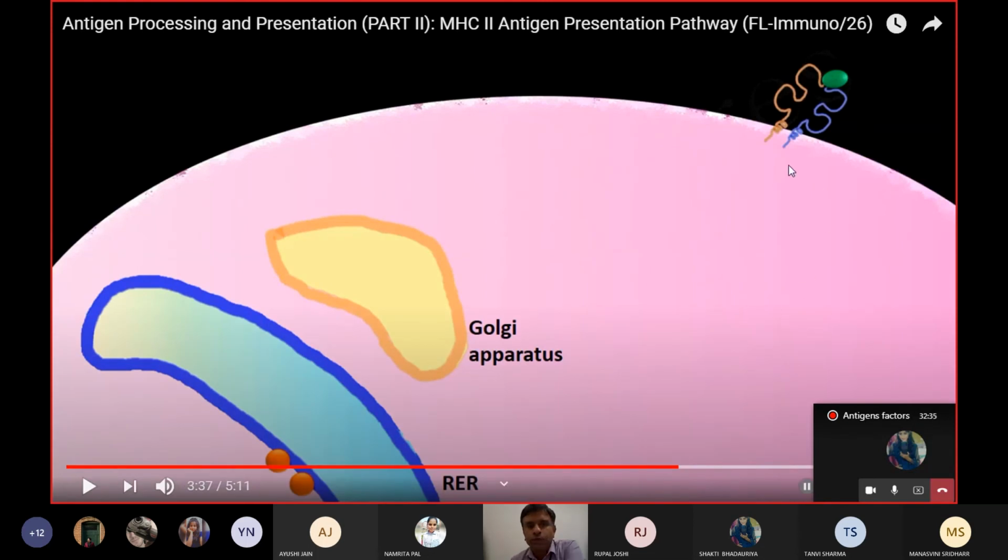Now you can see that this cell is now showing this peptide to the immune system. So now the T cells which are outside will come and bind here. All this is happening only because the pathogen or the antigen was degraded in the vesicle.